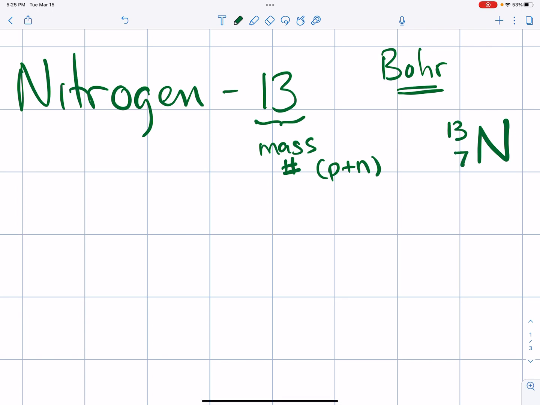13 is the mass number on top, 7 is the atomic number on the bottom. The 7 is the number of protons, the atomic number. The 13 is the number of protons and neutrons combined, which is the mass number. So if you subtract those things, 13 take away 7, you'll get 6, which represents the number of neutrons.